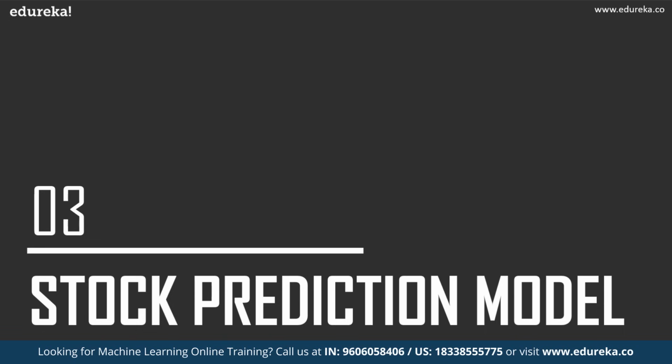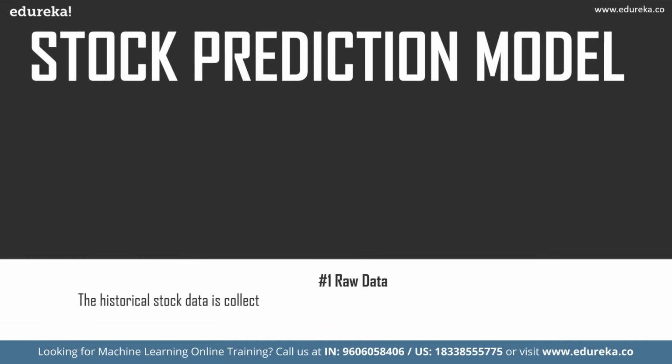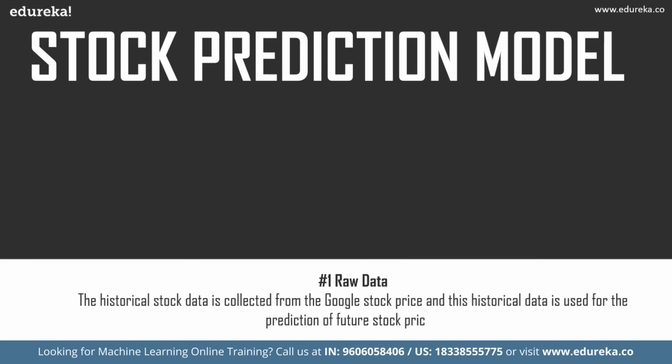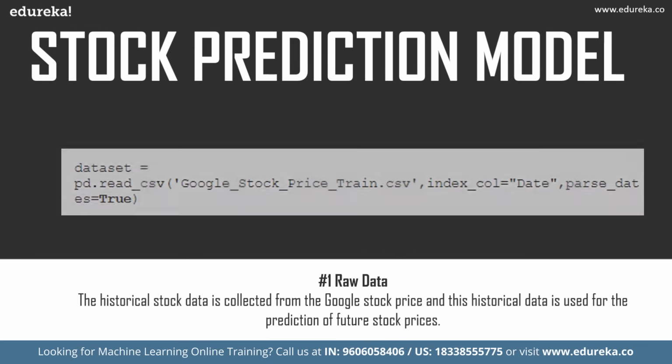Okay? So how this is going to go is I'm going to discuss the methodology for a little bit, and then I'm going to run it on Jupyter Notebook and show it to you. All right. So we'll go through this step by step. First step is the raw data, obviously. In this stage, the historical stock data is collected from the Google stock price, and this historical data is used for the prediction of the future stock prices. I hope this much is clear.